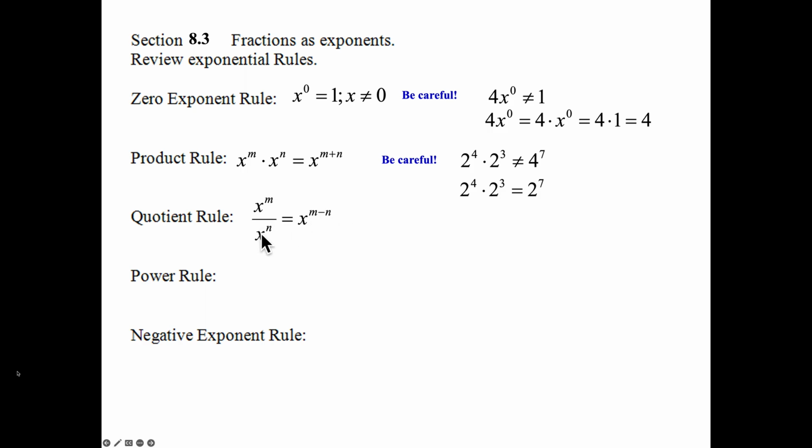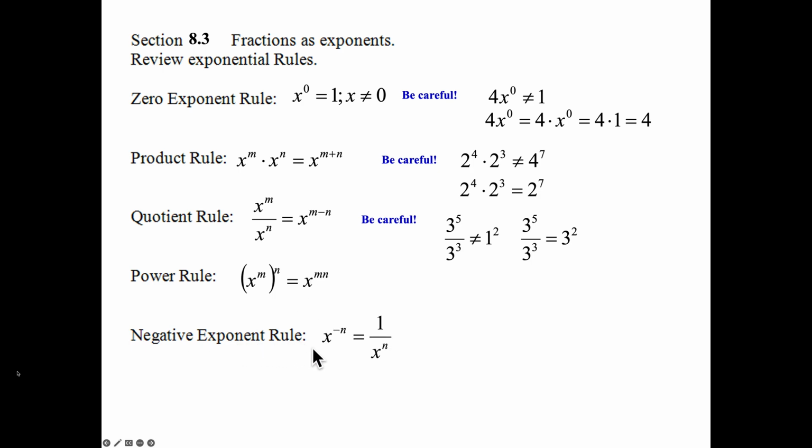Quotient rule, divide like bases. Subtract your exponents, top minus bottom. Again, 3 to the 5th divided by 3 to the 3rd is not 3 divided by 3 is 1. 5 minus 3 is 2. It's 3 to the 2 power. Power rule, x to the m power, all to the n power. It's like seeing two powers, multiply them together.